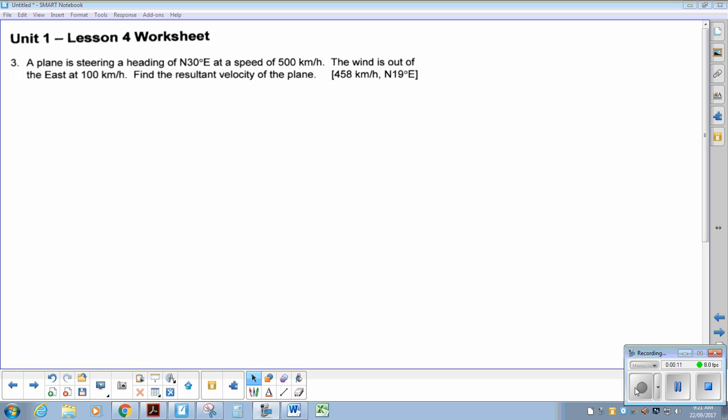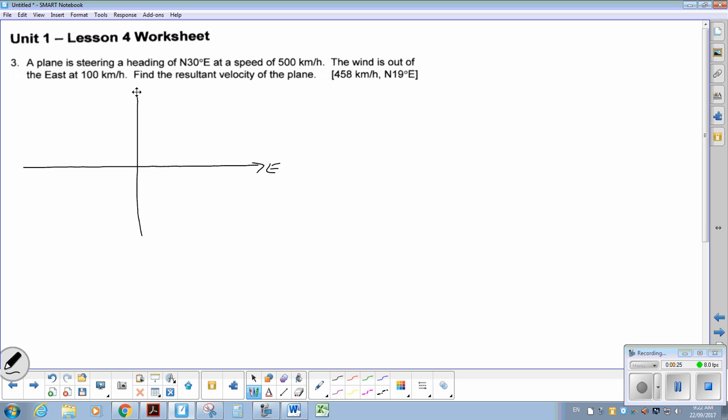With these vector word problems, it's important to draw your vectors so you can translate them into an algebraic equation. A plane is steering on a heading of north 30 degrees east. So first, we need to give ourselves a picture so that we can make that conversion into algebraic vectors.